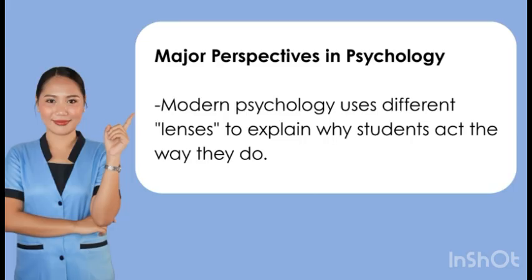So why do these perspectives matter in education and in the LET? In the LET, the questions often describe a classroom situation and you are asked to identify which psychological perspective best explains the behavior. To answer correctly, you must read the situation carefully. You have to read it twice, thrice until you are sure you understand it. And second, identify the focus of the explanation and match it with the correct psychological lens.